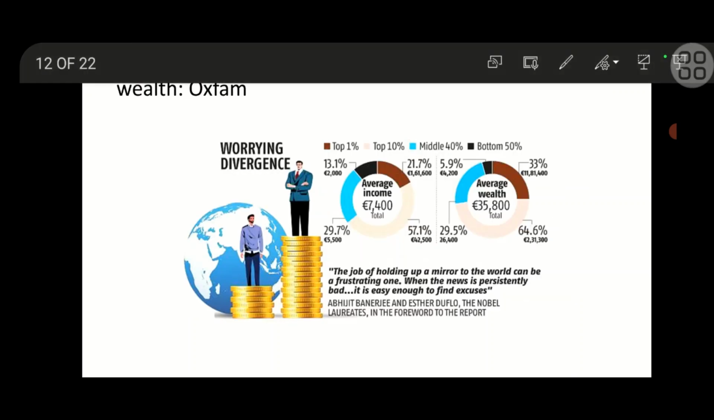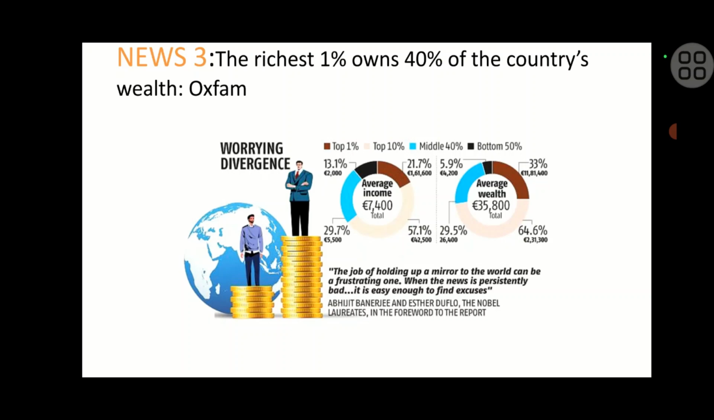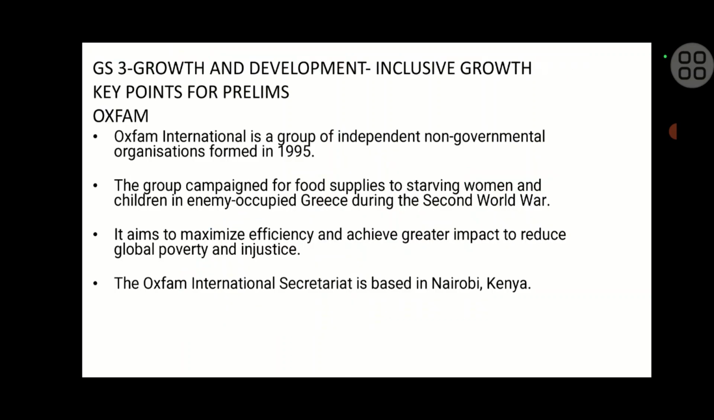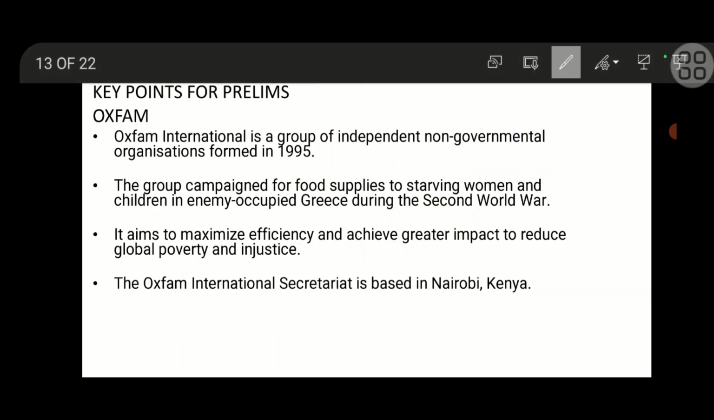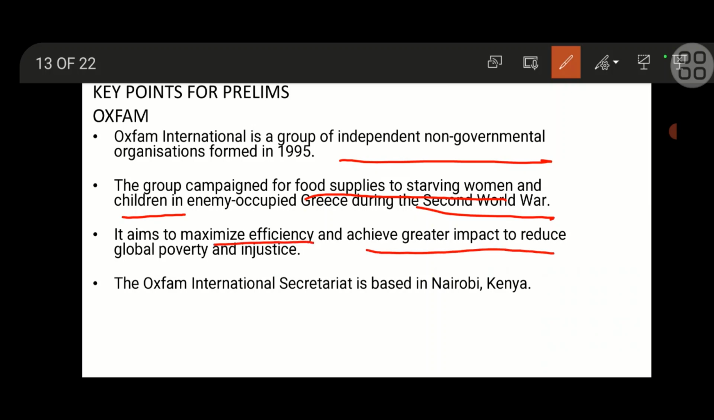Next issue. The Oxfam report shows that the richest 1% owns 40% of the country's wealth. So this comes under GS3, also in GS1 society, GS3. About Oxfam, which is a group of independent non-governmental organizations. The group campaigned for food supplies to starving women and children during the Second World War. The main aim is to maximize efficiency and achieve greater impact to reduce global poverty and injustice.